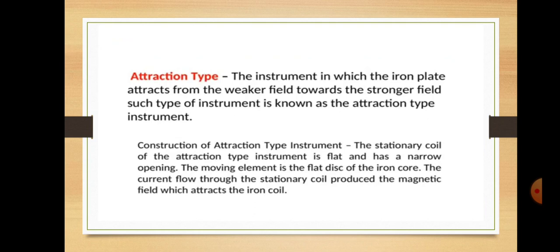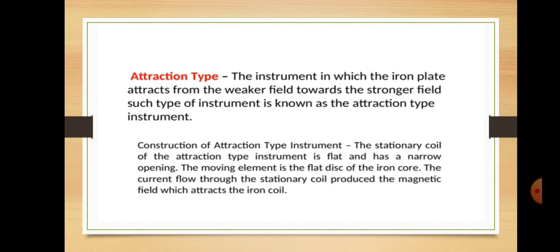So what is meant by the attraction type instrument? The instrument in which the iron plate attracts from the weaker field towards the stronger field is known as the attraction type instrument. As from the name itself we can see there is some attraction occurring in this instrument. So attraction of what? It is of the iron plate from the weaker field towards the stronger field. Wherever this type of phenomenon occurs, these types of instruments are called attraction type instruments.